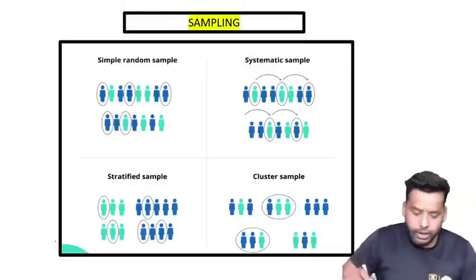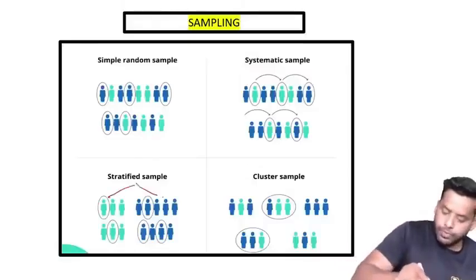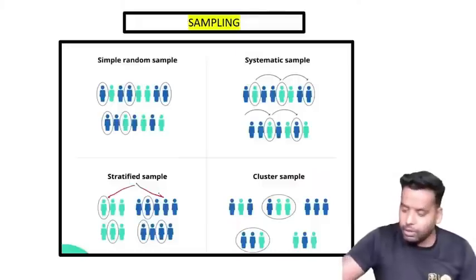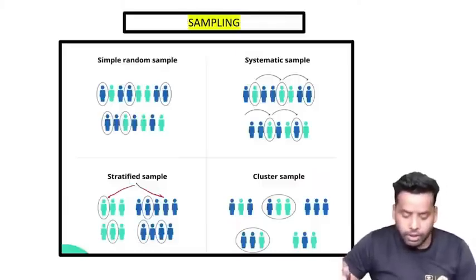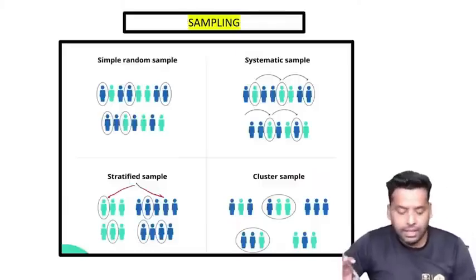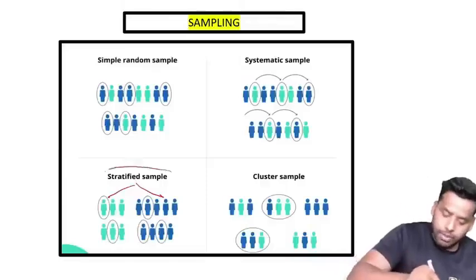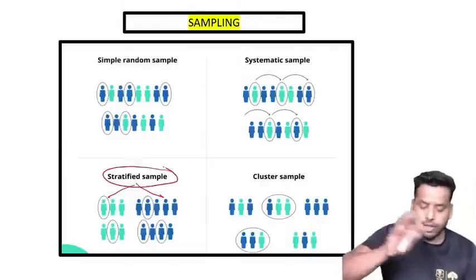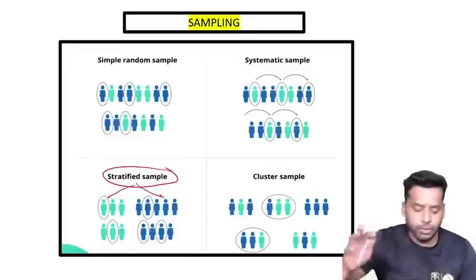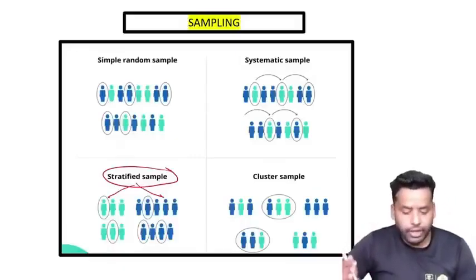You do one thing. Divide them into two groups. Then according to their size, you select randomly. What is this sampling called as? See there, dividing them into two different subgroups. Stratification is done.